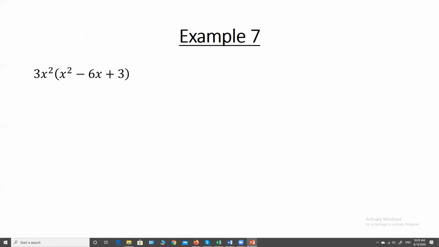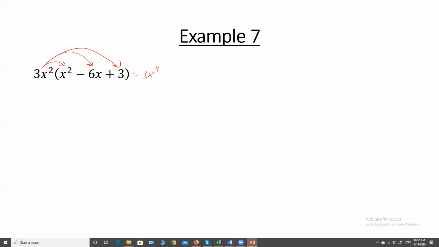So in this example, you don't have just one term that you're multiplying by 3x squared. You have 3 separate terms, which means you can make use of the distributive property to distribute the multiplication of 3x squared into each of the terms. Well, 3x squared times x squared is 3, and x squared times x squared is x to the 4th. Remember, you're adding the exponents, 2 plus 2.